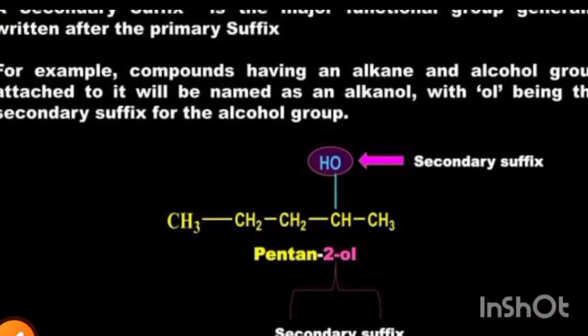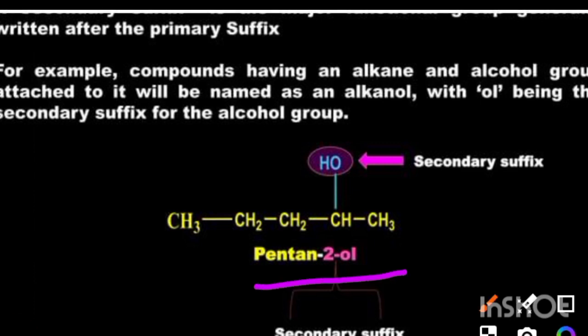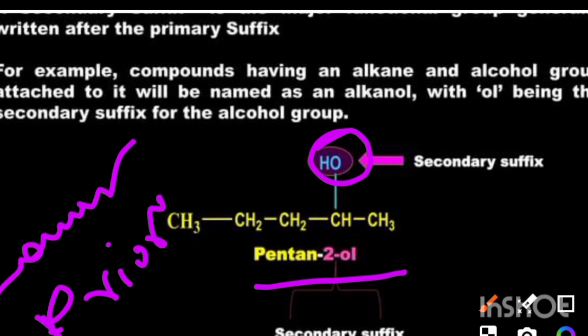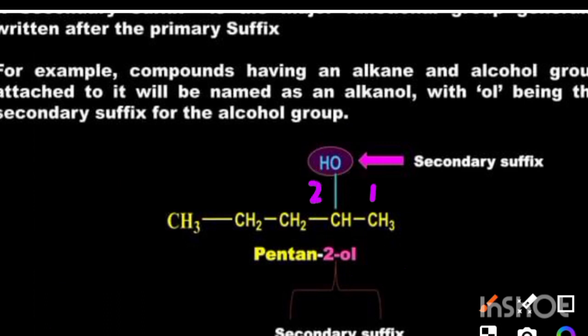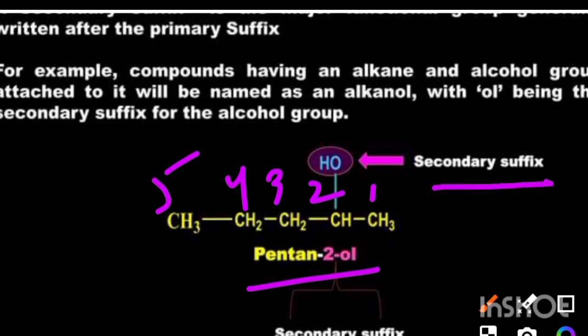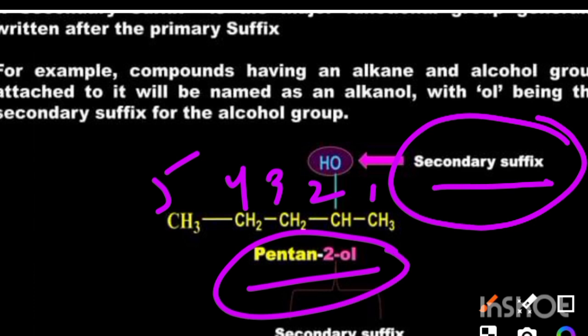Now next is secondary suffix. It is the functional group generally written after the primary suffix. You know that secondary suffix is always written after the primary suffix. Now see, this is the example: pentan-2-ol. Always give lower priority number to the functional group. Now see, what will be the naming? 1, 2, 3, 4, 5 longest chain. 1, 2, 3, 4, 5. Now see, which is the secondary suffix? Which will be used as a secondary suffix? So as a secondary suffix, pentanol. The position of ol is 2, so pentan-2-ol.